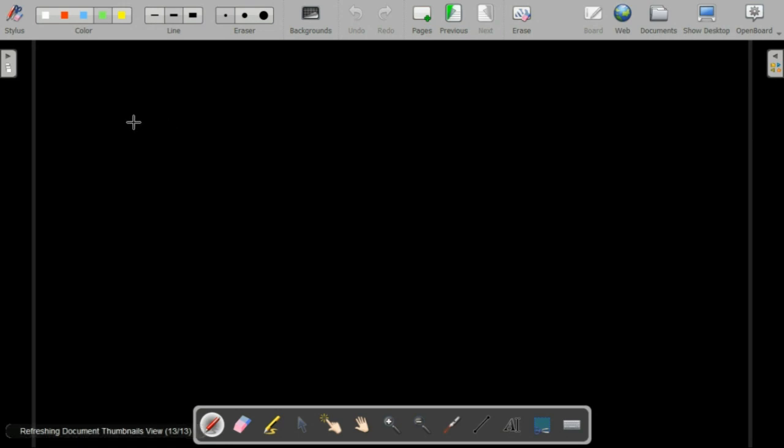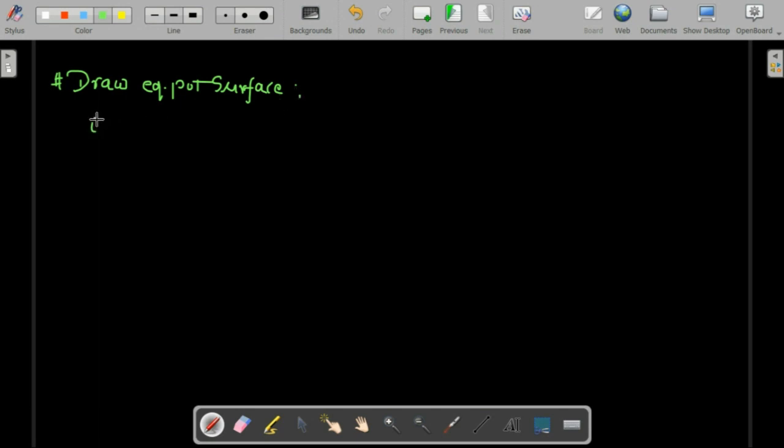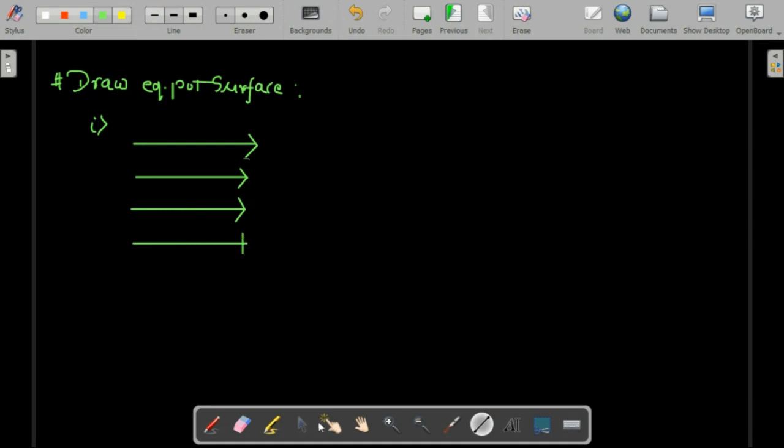But we can actually talk about different problems. There might be questions where they will ask you to draw the equipotential surface. They will give you a system and then tell you to draw the equipotential surface. Maybe I can take one example. Let's say we have an electric field like this. This is my electric field and this is provided to you. This is a parallel plate field, a uniform field. You have to draw the equipotential surface for this particular system.